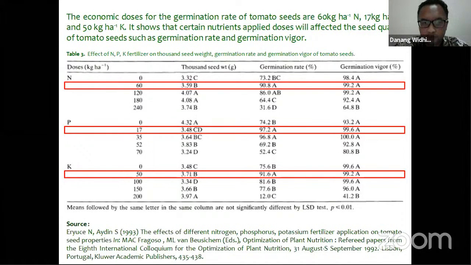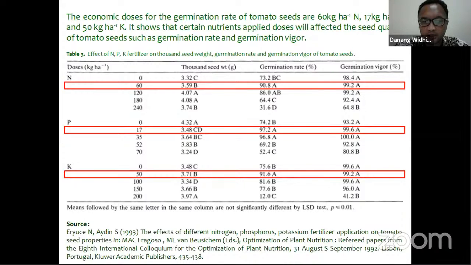Jadi ada sekian dosis pupuk N, P, dan K yang diberikan, dan kita melihat bahwa ternyata untuk dosis tertentu justru yang bukan yang paling tinggi. Jadi untuk 60 kg per hektar N, 17 kg per hektar P, dan 50 kg per hektar K, ini yang bisa memberikan laju perkecambahan yang tertinggi. Jadi kita melihat bahwa ada pengaruh nutrisi di sini, dan itu artinya bahwa untuk melakukan produksi benih, kita perlu juga memilih nutrisi yang sesuai dengan jumlah yang sesuai juga, yang akan bisa mendorong tanaman induk ini menghasilkan benih dengan kualitas yang tinggi.